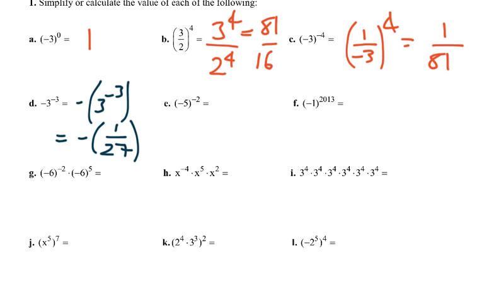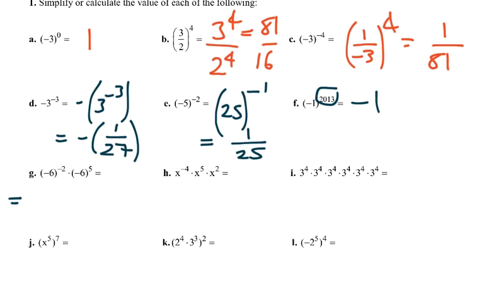Negative 5 to the power of 2. In this one then, if you want, we could apply the square first. So 25 to the power of negative 1. And then that's going to give us 1 over 25. Negative 1 to the power of 2013. Well, we've got an odd number, so minus 1.